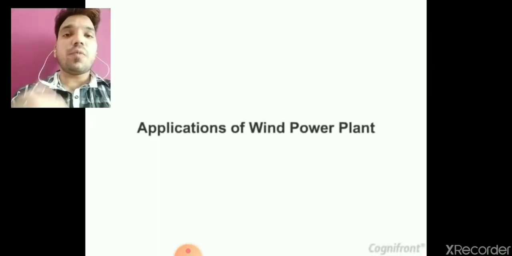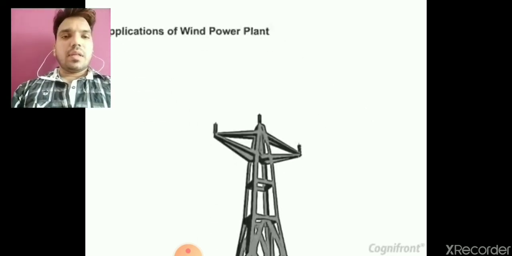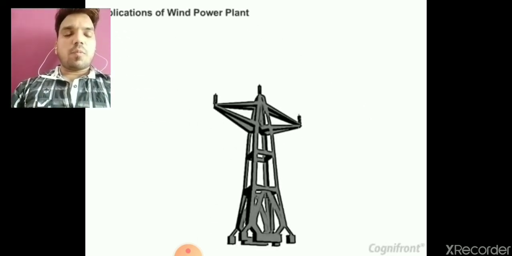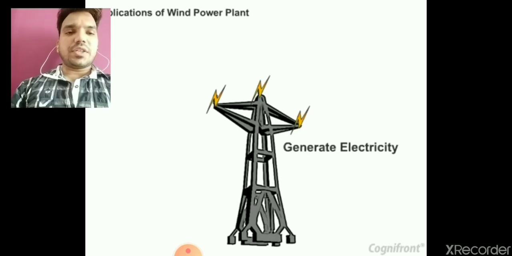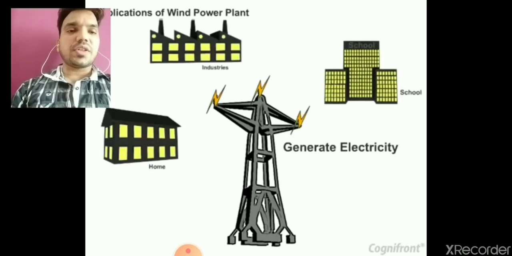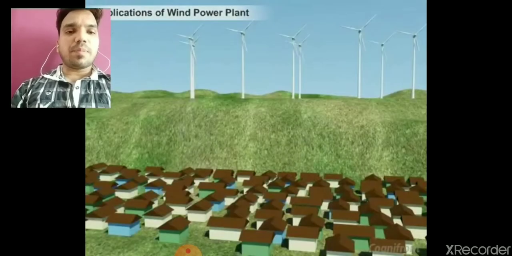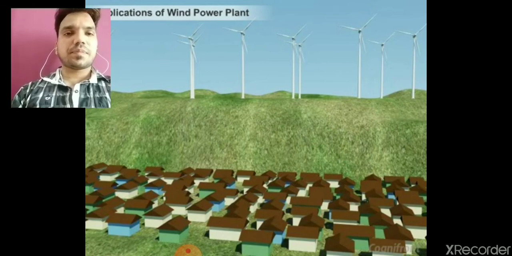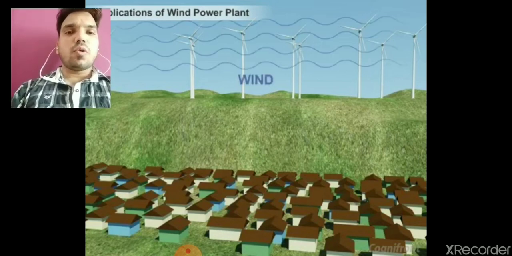Application of wind power plant. A wind power plant produces electricity with the help of which we power houses, industries, schools, water pumping and farming in rural and urban areas. We use the electricity from the power plant. So I hope you can understand.